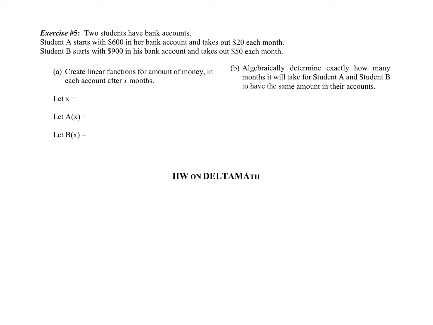In exercise 5, it says two students have bank accounts. Student A starts with $600 in her bank account and takes out $20 each month. Student B starts with $900 in his bank account and takes out $50 each month. So first we're going to create linear functions for the amount of money in each account after x months. So x is months.